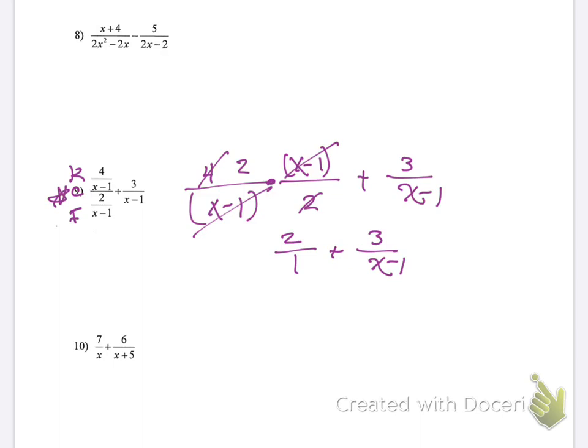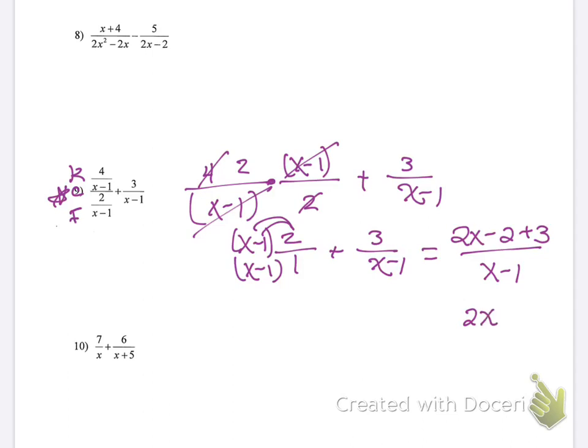You want them to be the same, so I need to multiply this by x minus 1. And then my denominator is x minus 1. This becomes 2x minus 2 plus 3. And then what's that? 2x plus 1 over x minus 1. Okay, so that one's hard.